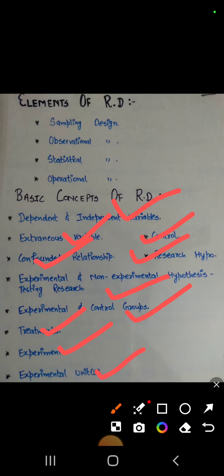Next and last we have experimental units. The predetermined plots or the blocks where different treatments are used is known as experimental units. So these are the different terms that are used in research design.